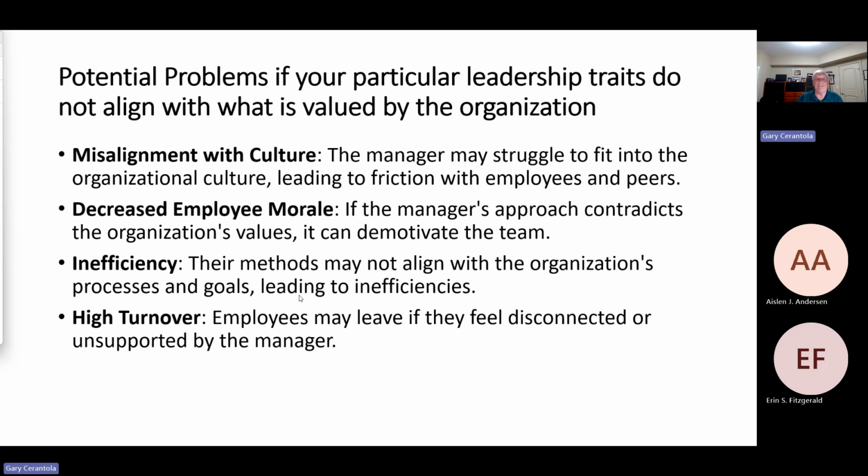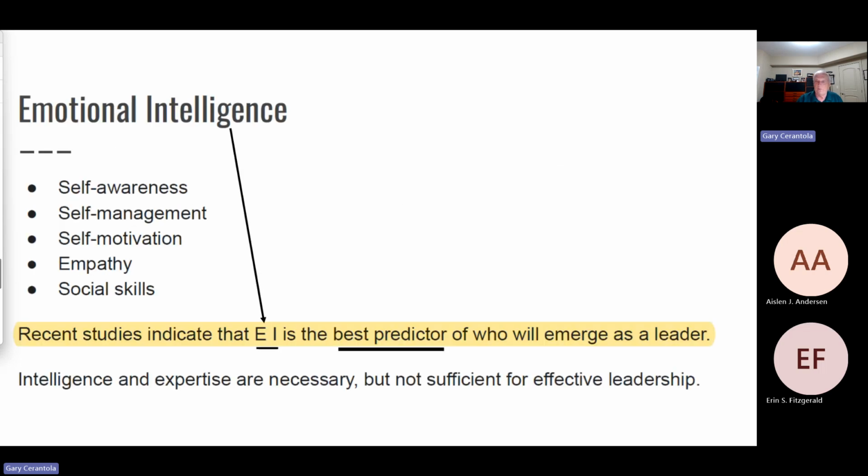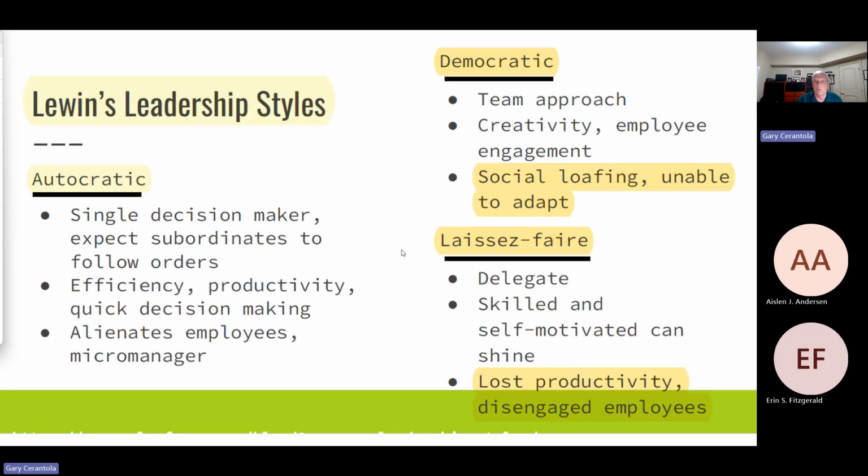And I told you many times now that the research shows that people leave their bosses. They don't leave the company. All right. And that's because there's no connection there. So you need to understand that as well. And here, I talked about emotional intelligence. Look at what's highlighted. Recent studies show that EI is the best predictor of who will emerge as a leader. So that tells you something right away.